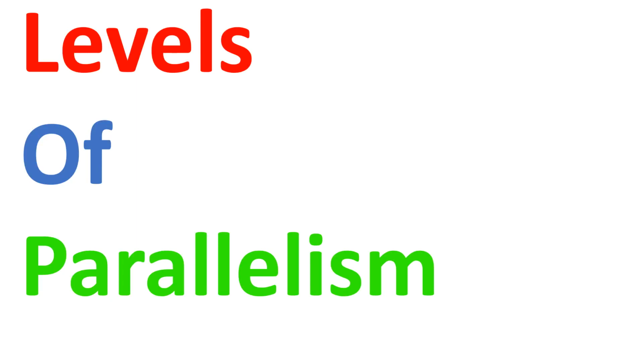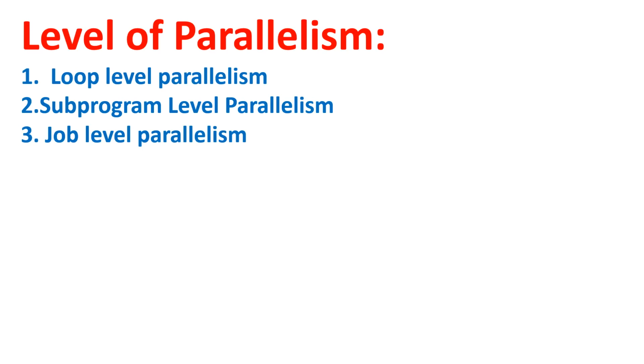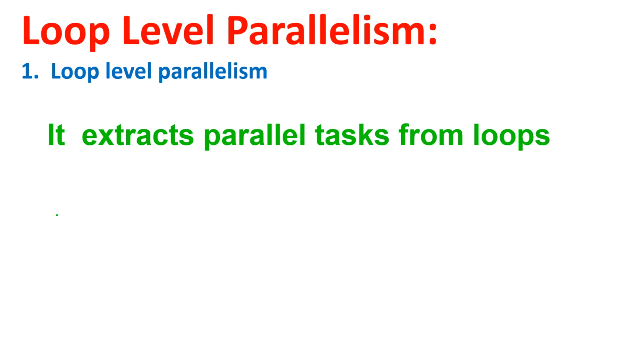In this session we are going to learn about levels of parallelism. Let's start. Loop level parallelism, subprogram level parallelism, job level parallelism are some levels of parallelism. In this session we will discuss loop level parallelism.